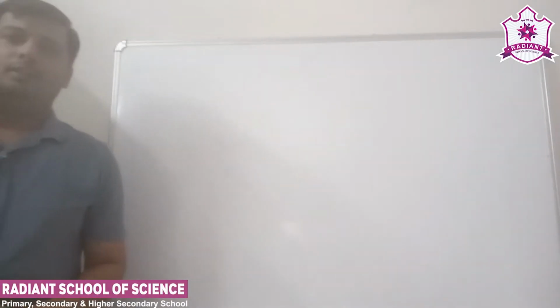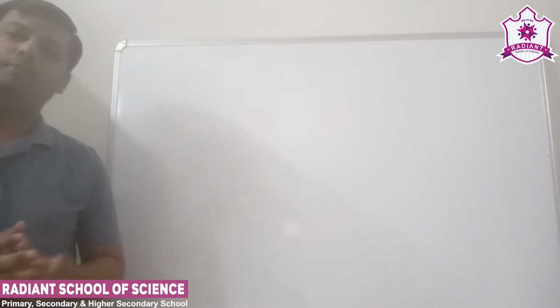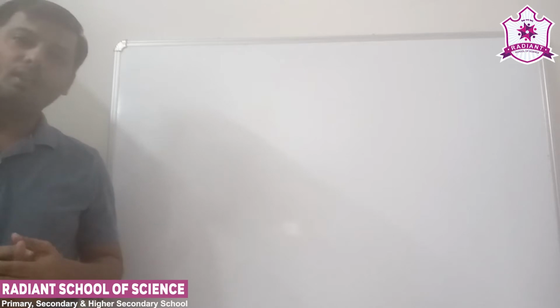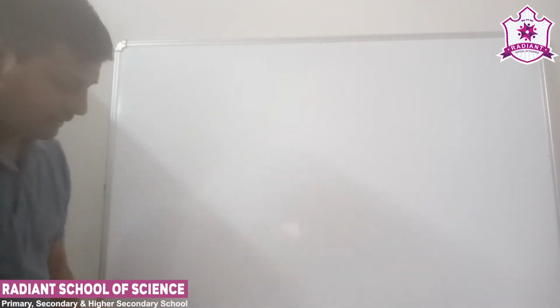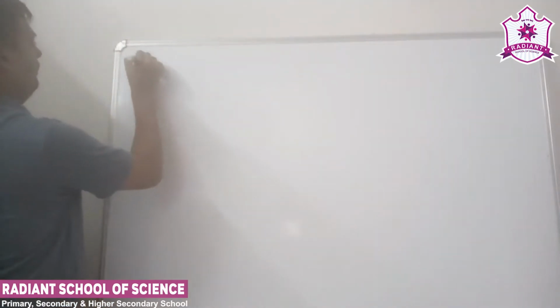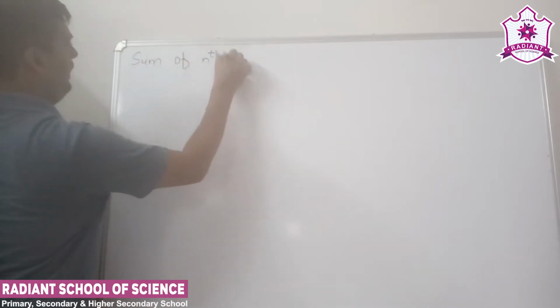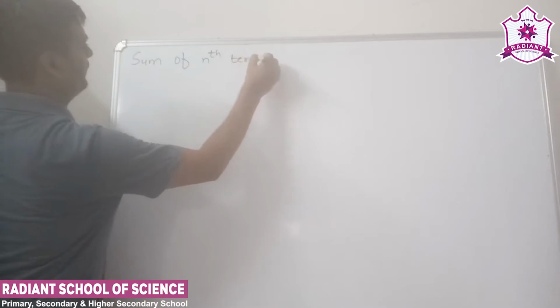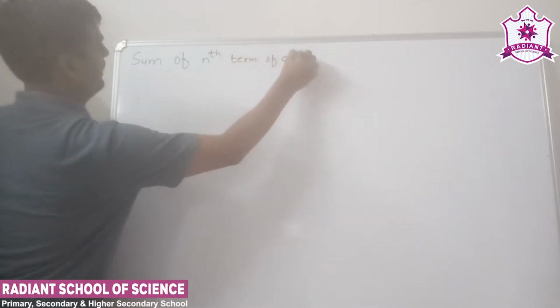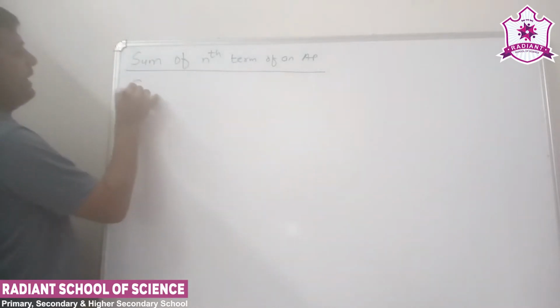Hello students. Today we will start the sum of the n terms of the arithmetic progressions. And in previous lectures we already learned about the nth term of the AP. So first, the sum of n terms of an AP. Here the sum of n terms is denoted by Sn.